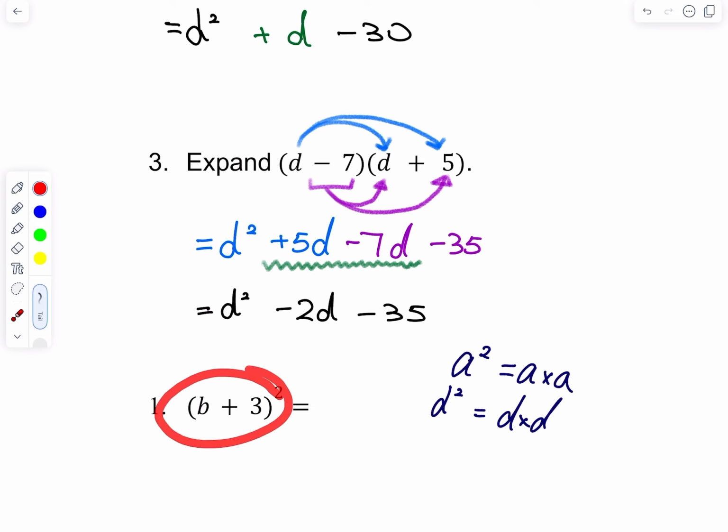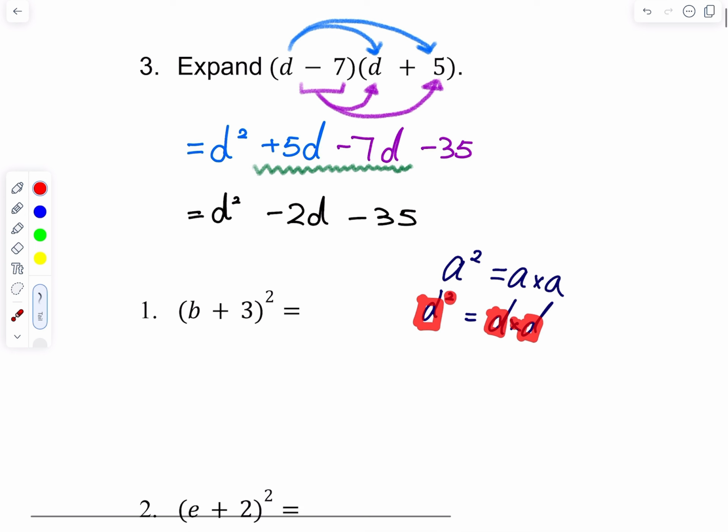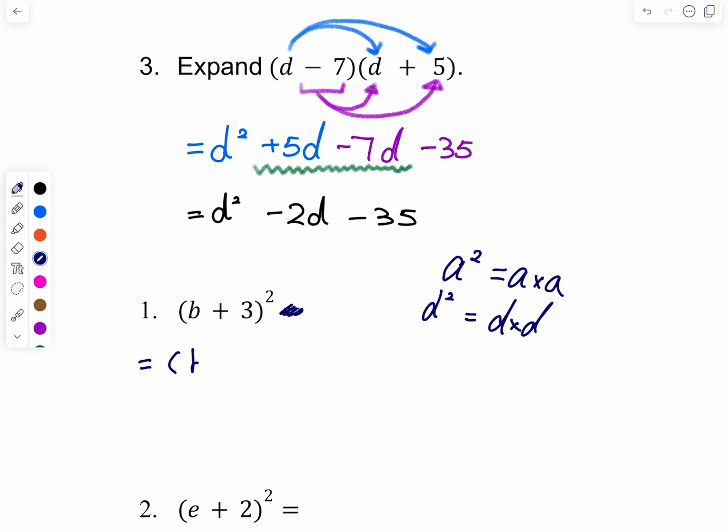So how about this thing? There's something in a bracket and the whole bracket has a square on top. The square is not just for b or just for 3. It's for the whole bracket. So if this whole thing has a square, then it is this whole thing times this whole thing. Same for this part. It will be that whole thing times the whole thing itself.